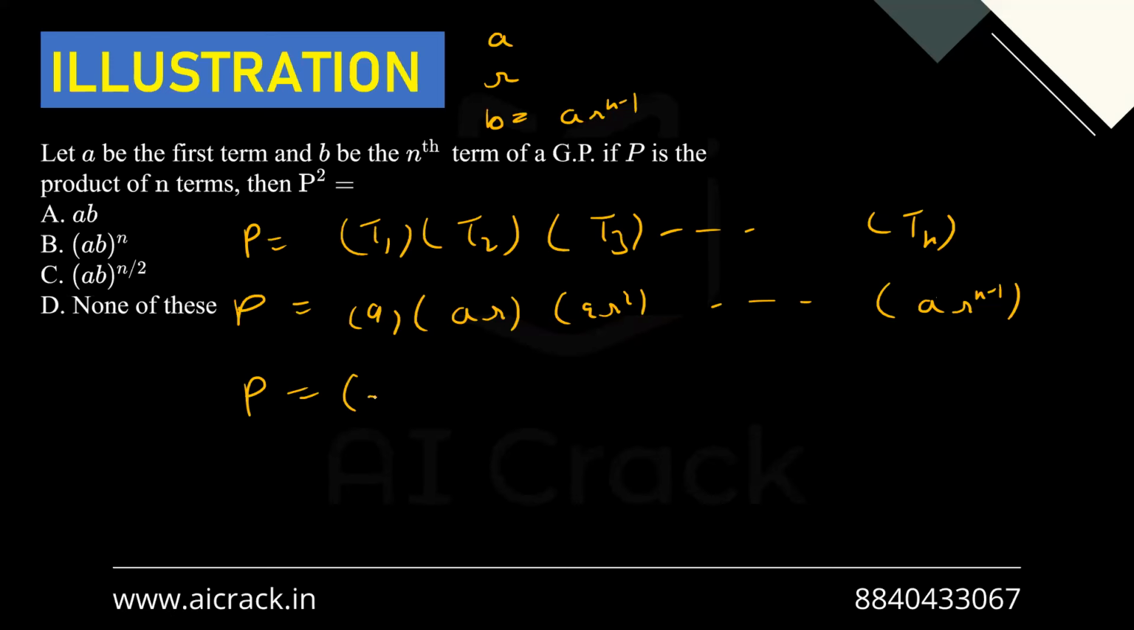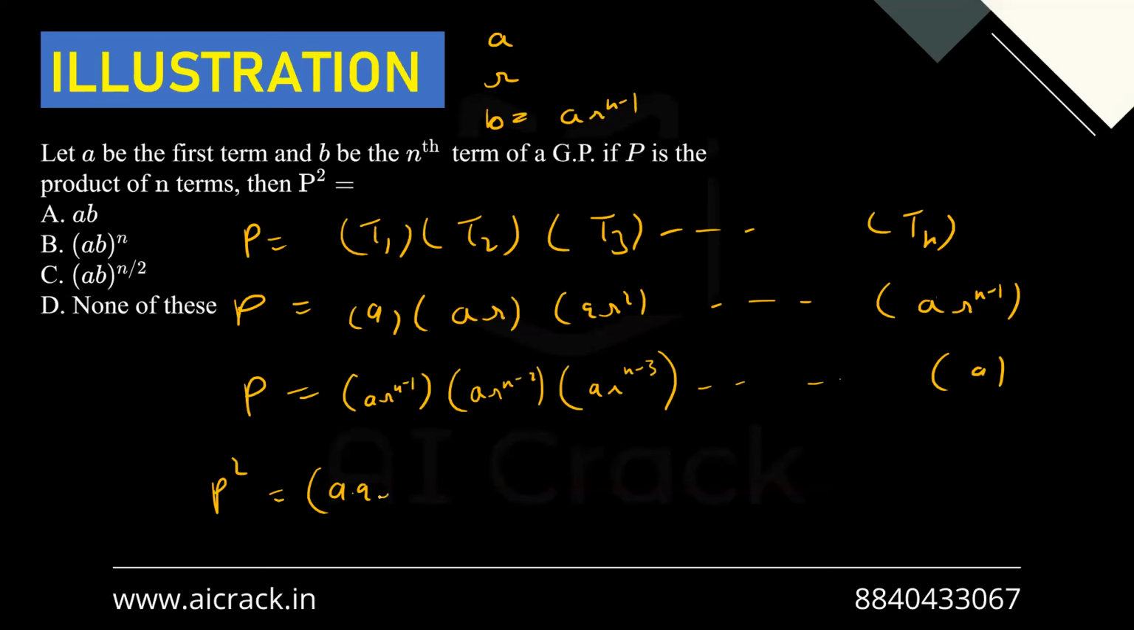So we'll be getting ar^(n-1) multiplied by ar^(n-2) multiplied by ar^(n-3), till at the end we have a. So when we multiply both of them, we get P squared equals a·ar^(n-1) multiplied by a·a r^(n-2)... This is r. So the product would be r^(n-1).